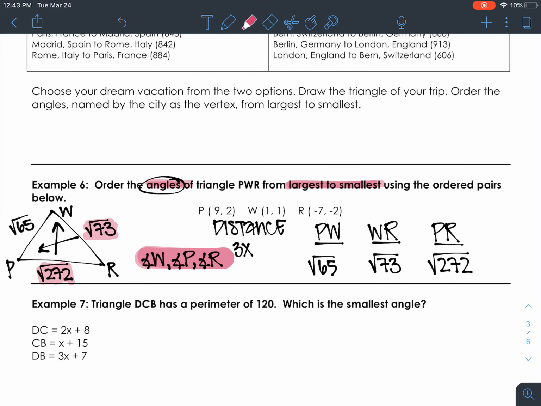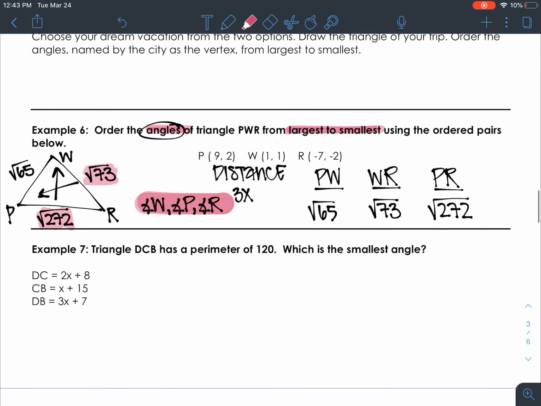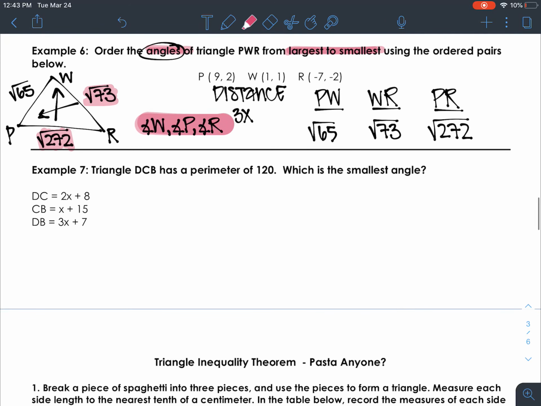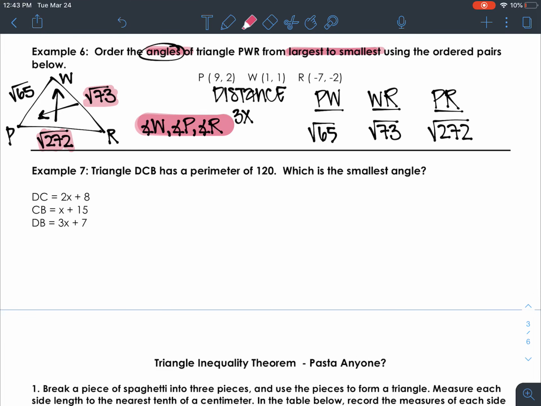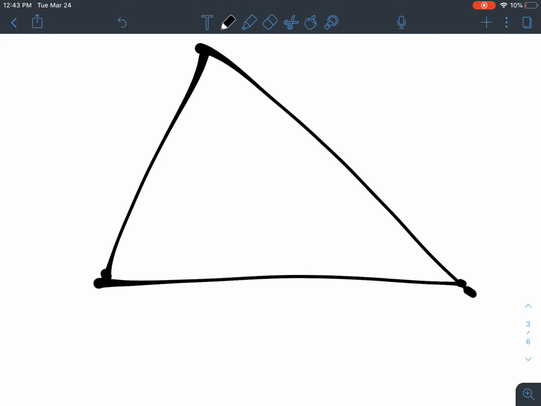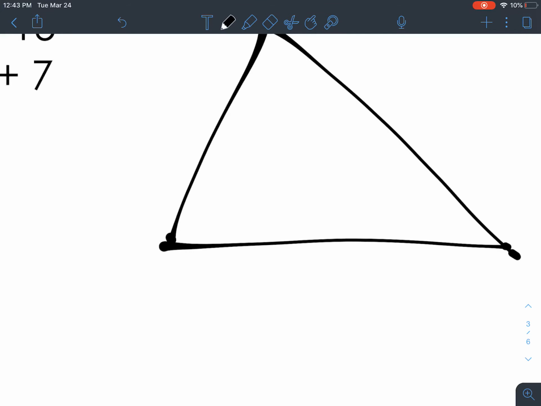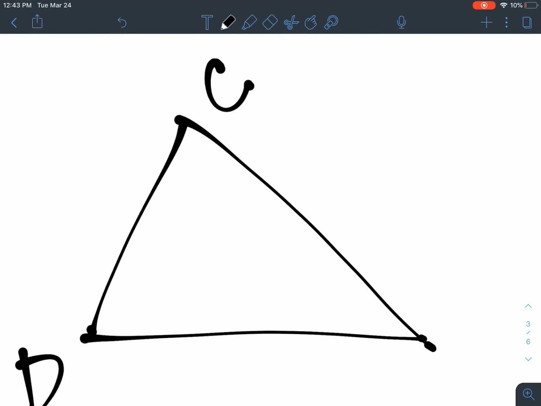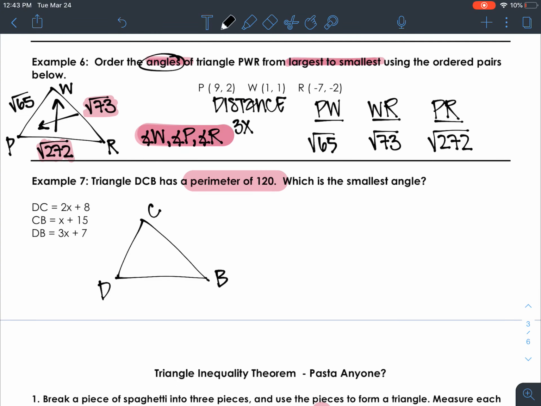Okay. All right, now our last one, same idea, okay? Only this time we are talking about perimeter. And if you remember what perimeter is, you're just adding up all 3 sides. So once again, I think you should visualize what the triangle looks like. And I have triangle DCB. Okay. And so I'm given that the perimeter of that triangle is 120. Which means that I'm going to take all 3 sides, add them up, and set them equal to 120.